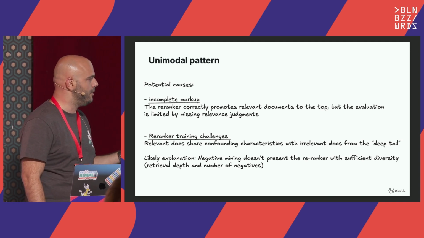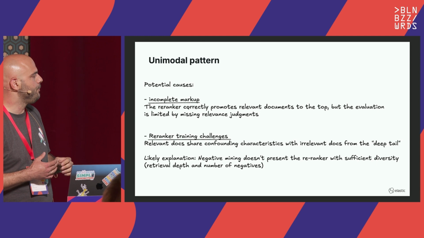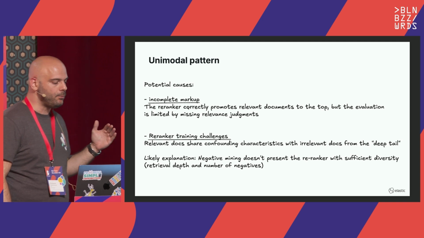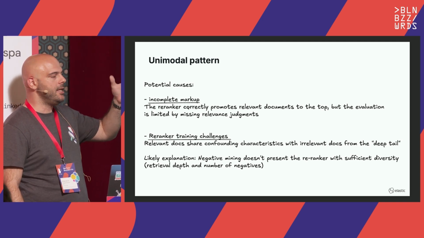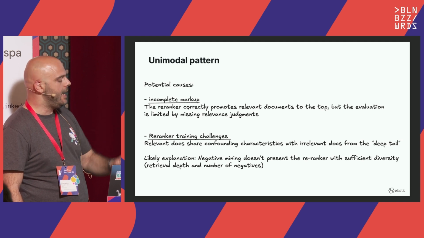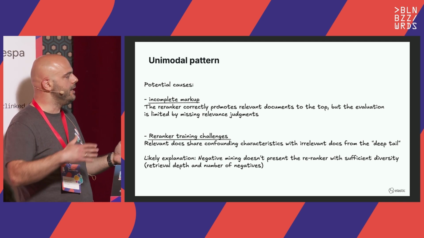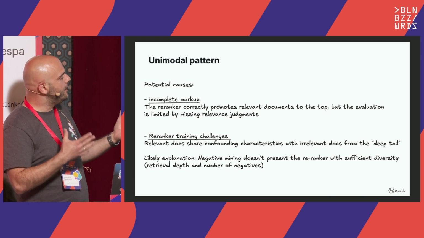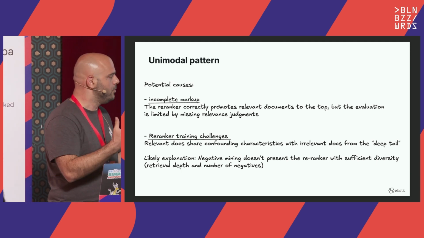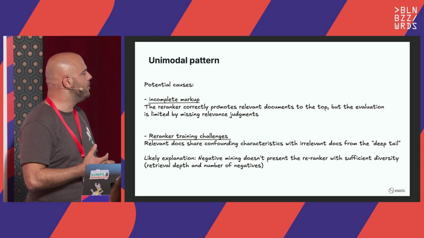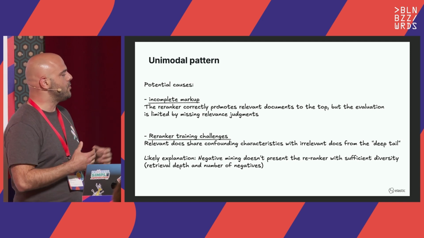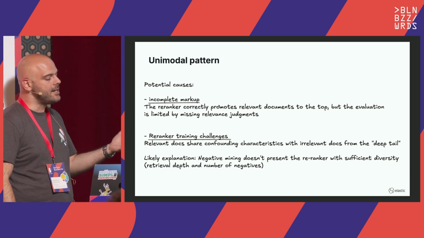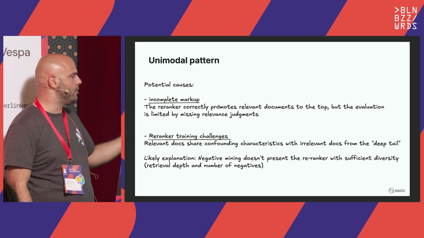Again, from a high-level perspective, it seems that initially the reranker does a good job distinguishing between relevant and irrelevant docs. And then it starts to lose that ability as we increase the depth. So as we feed more and more documents to the reranker, it starts to get confused. Another way to state this is that the irrelevant documents that appear in the deeper tail share some confounding characteristics with the actually relevant documents.